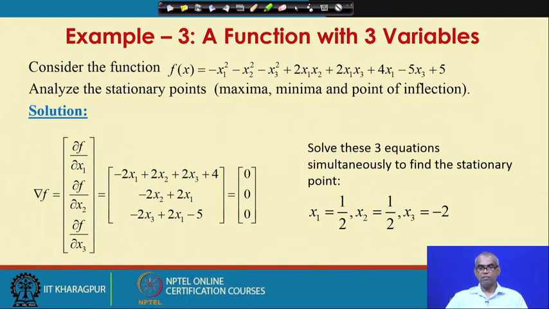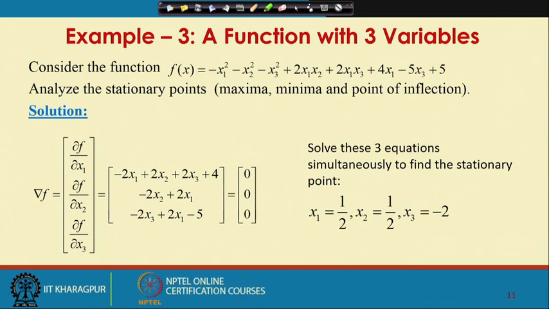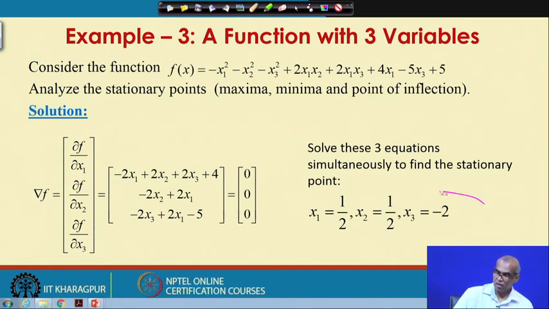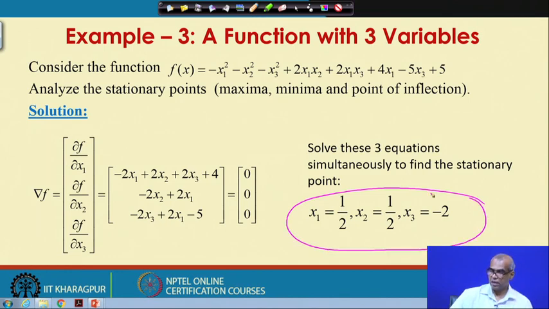The gradient will have 3 expressions, 3 components. 3 components corresponds to 3 expressions, which will all be set equal to 0. So, basically you have to solve these 3 equations simultaneously to find the stationary point, and you get the stationary point as x 1 equal to half, x 2 equal to half and x 3 equal to minus 2. So, you have a single stationary point, x 1 equal to half, x 2 equal to half, x 3 equal to minus 2.